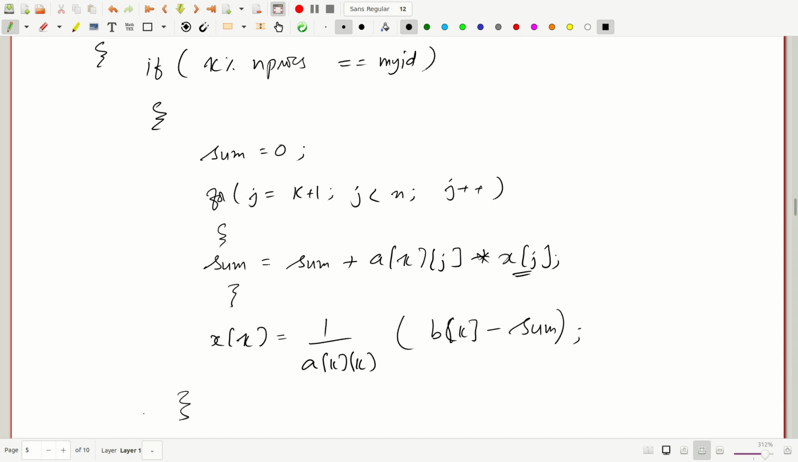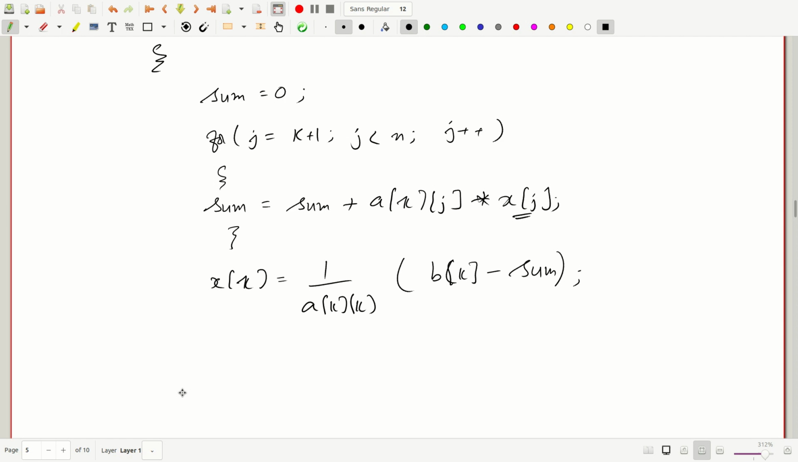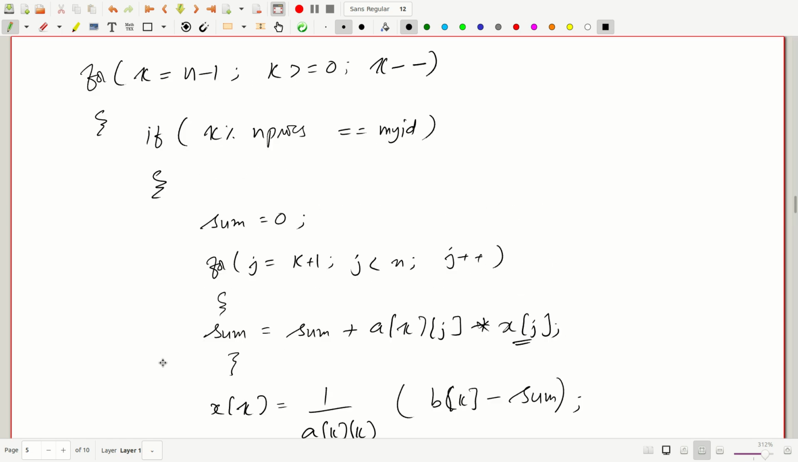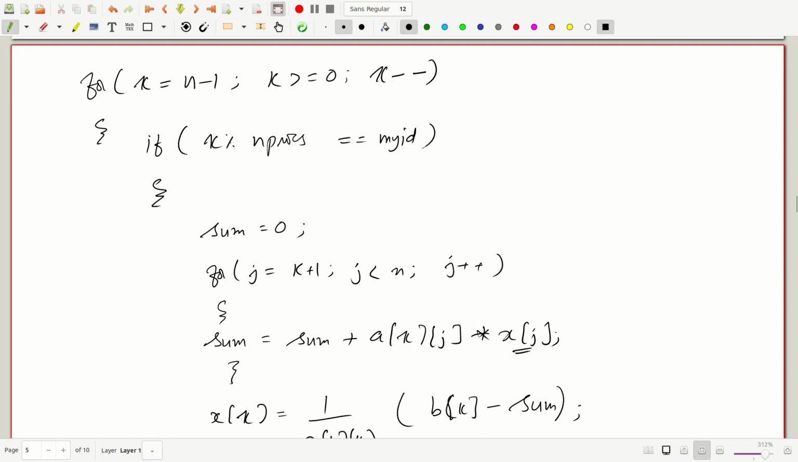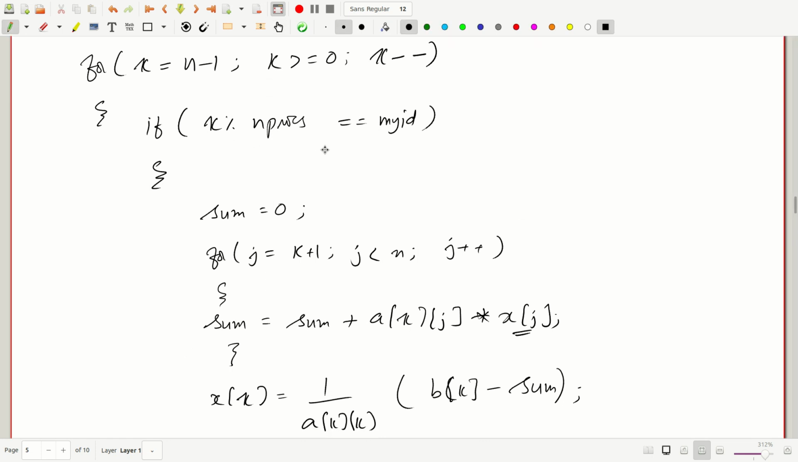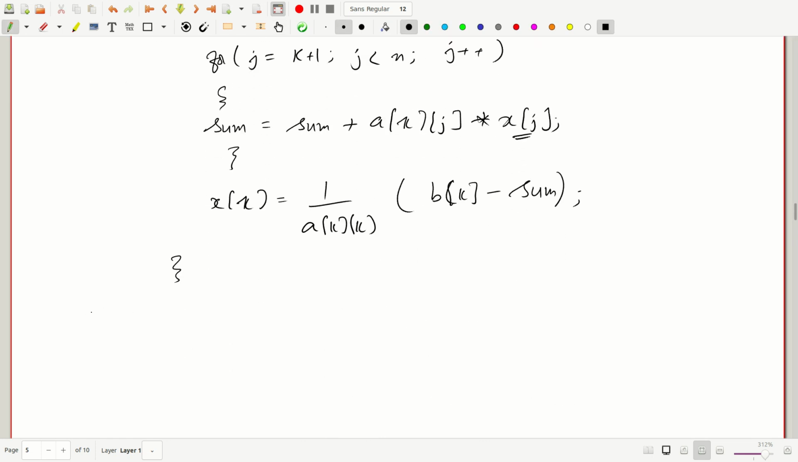Then once you have the values of x of k, we need to now broadcast this to all of the processes. So we come out of this loop, because this will be executed only on one of the processes. Then we broadcast the x values because those are required for the next process, whichever is going to do the next, the k minus 1 value.